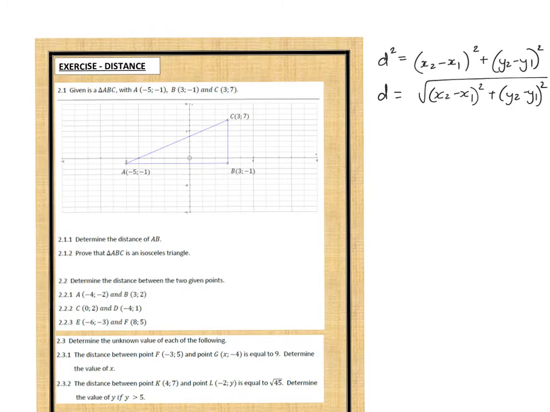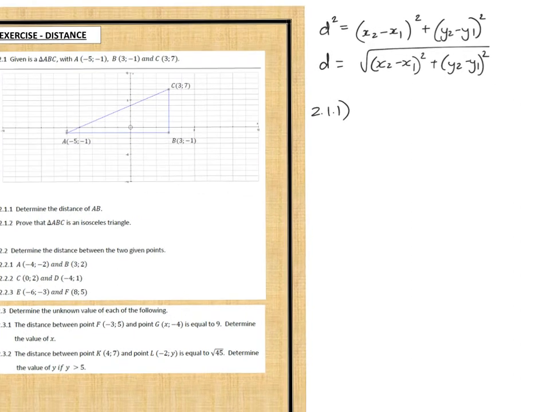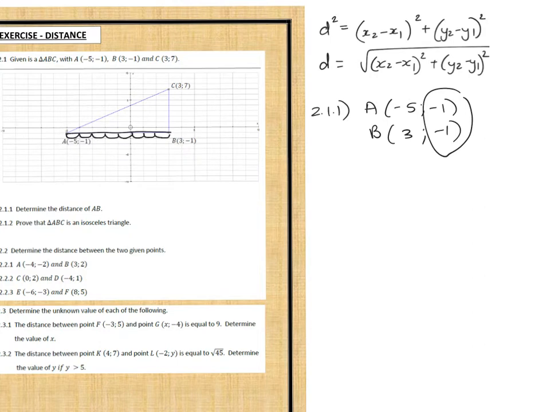Okay, so it says for 2.1, given triangle ABC with points A, B, and C as given, determine the distance of AB, and then prove that ABC is an isosceles triangle. All right, so let me do 2.1.1 with you. So the distance between point A, which is -5 and -1, and point B is 3 and -1. Now you'll notice their y values are the same, which means they are actually sitting perfectly in line with each other. So you could also just do the hops 1, 2, 3, 4, 5, 6, 7, 8 units.